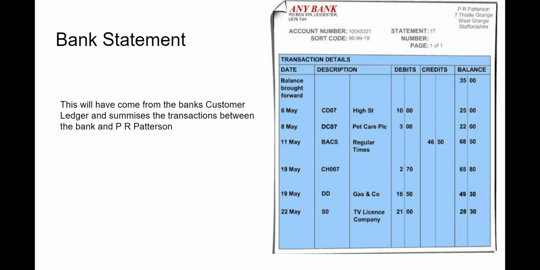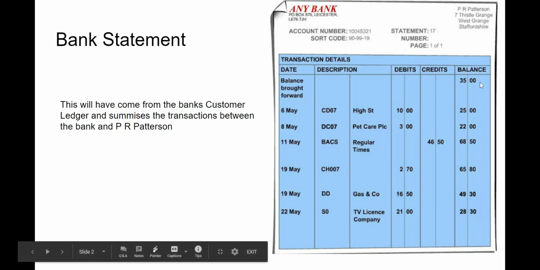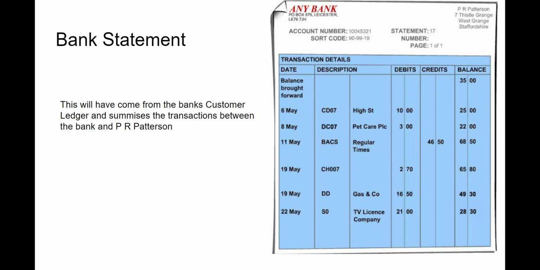On a lot of bank statements, these will have either CR or DR written next to them, depending whether it's an overdraft or PR Patterson actually has some money in the bank, and therefore from the bank's point of view they owe the money to PR Patterson. And in this case, just because I've looked through it, I know that this would be a credit balance from the bank's point of view, i.e. Patterson has some money in the bank.